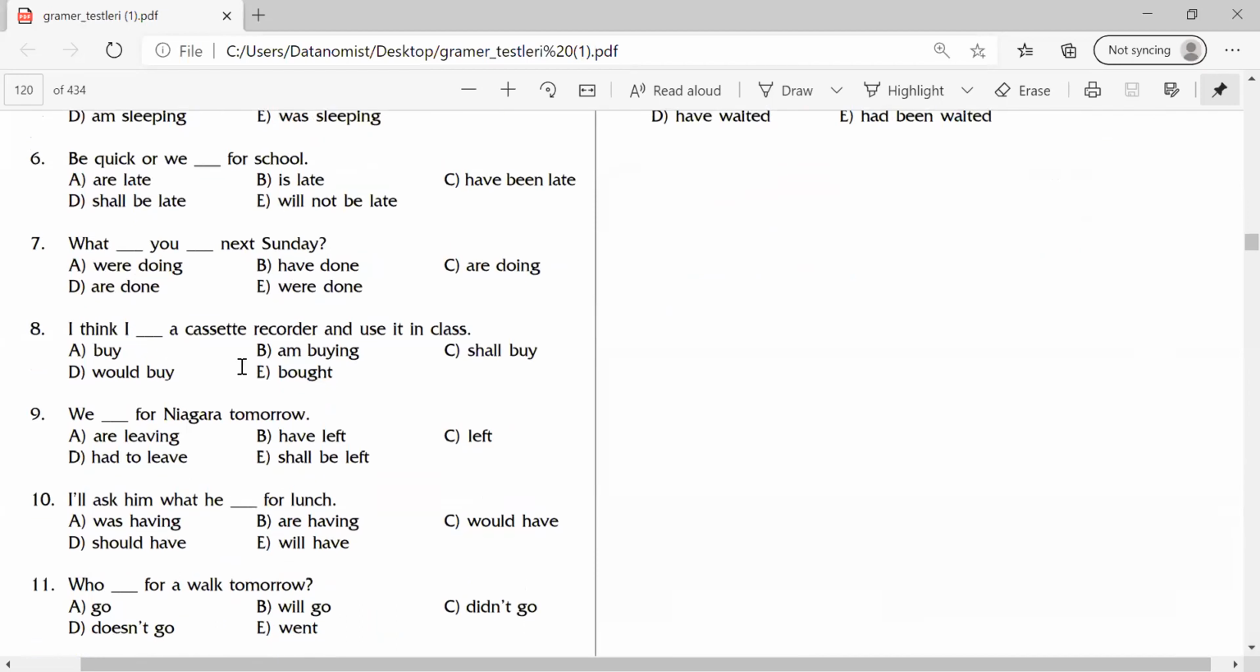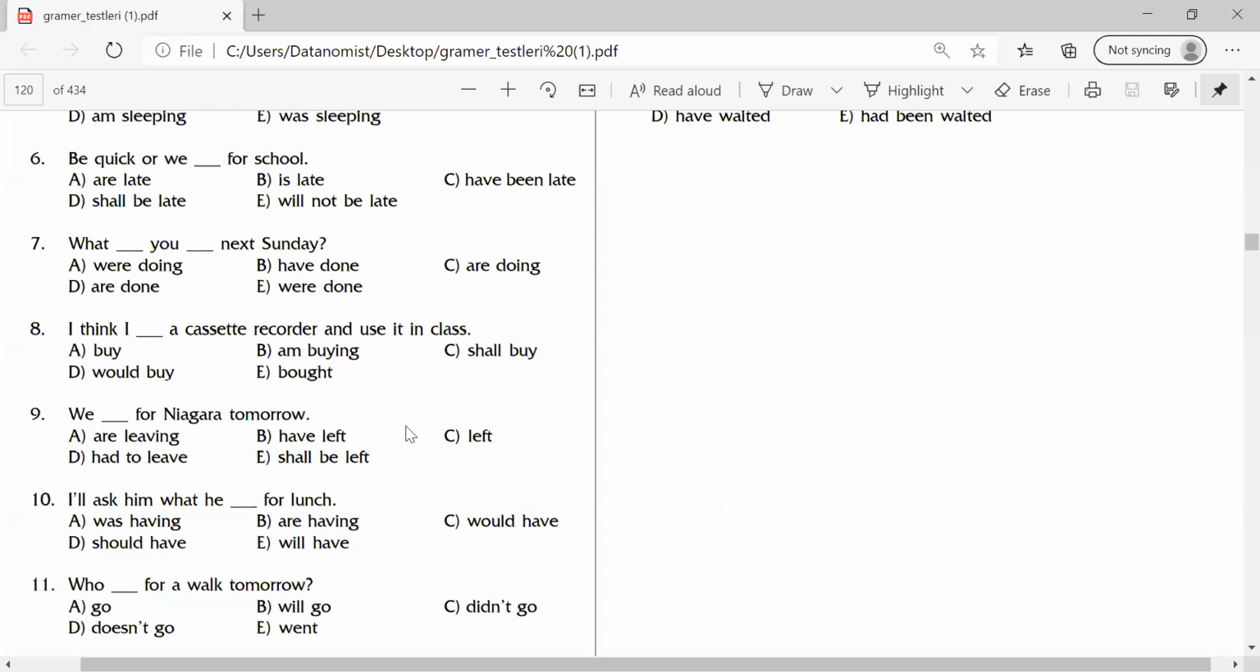Now, eighth one. I think I dash a cassette recorder and use it in class. See, whenever I talk about instant decisions about future, then I use will. Okay. Then I use will. So what's your answer? I think. Yes, I shall buy, because there is no will in the option. Yes, I don't mind shall. Right.